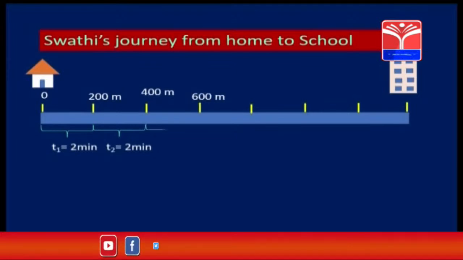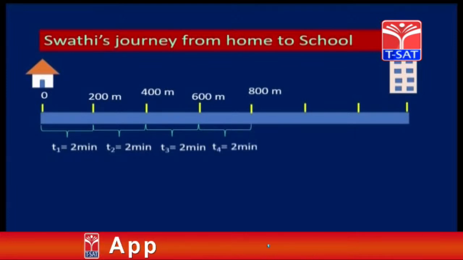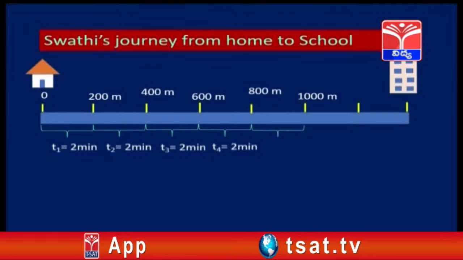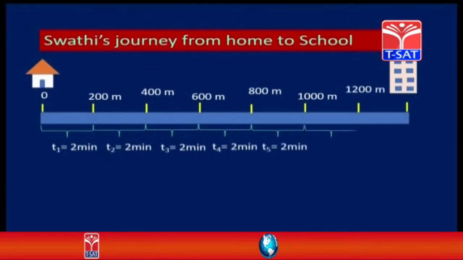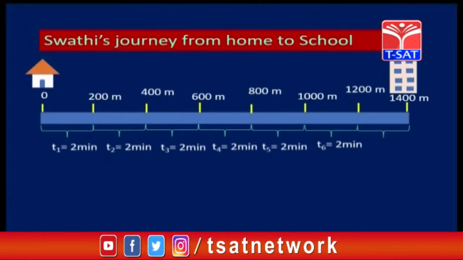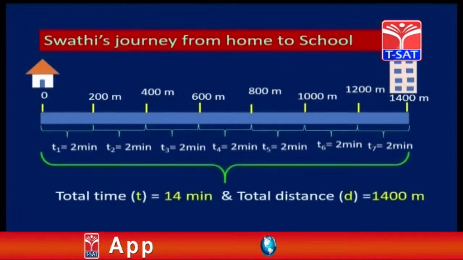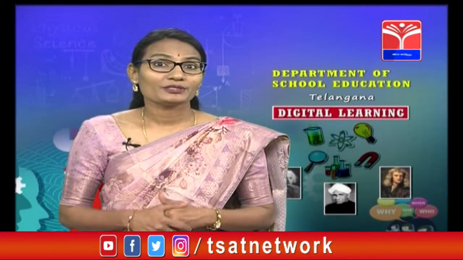Like this, she traveled the whole distance, covering equal distances in equal time intervals. That means every 2 minutes she traveled 200 meters only. So finally she reached the school. What is the total time and what is the total distance she traveled? Yes, the total time taken is 14 minutes. Add all the time intervals and you will get the total time, and the total distance she covered from her home to school is 1400 meters. Now try to draw the graph for Swati's journey.